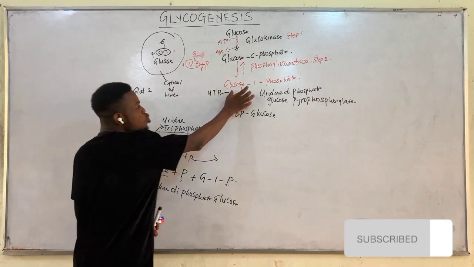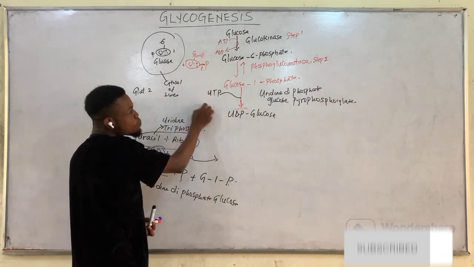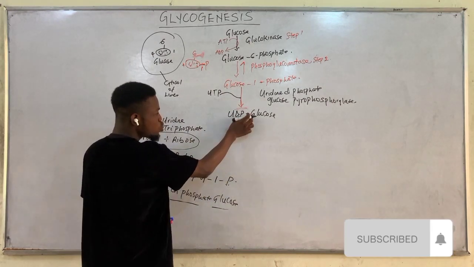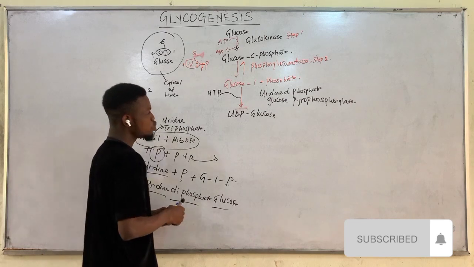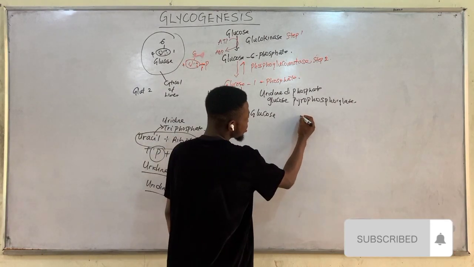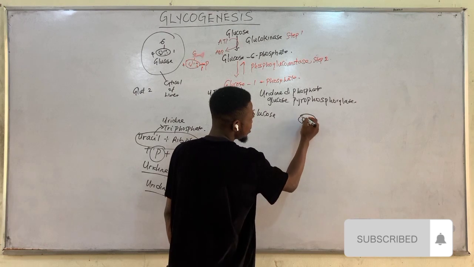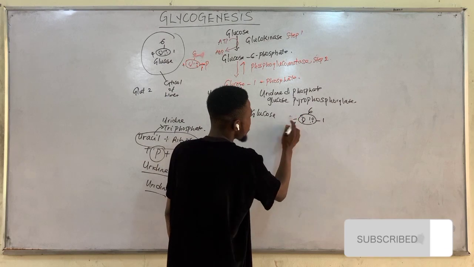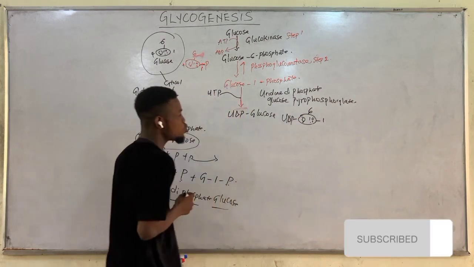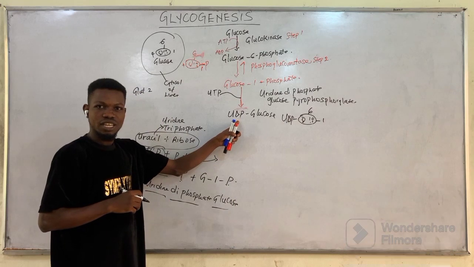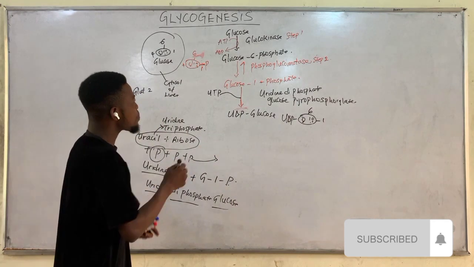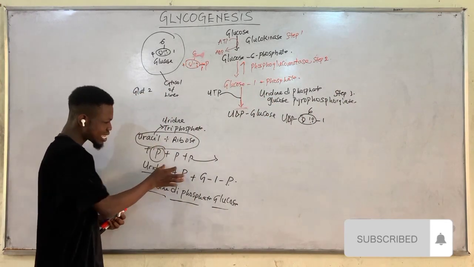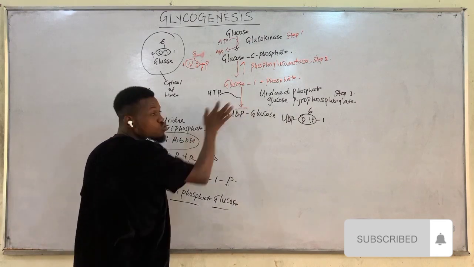You can say the one that converts is the one that adds this UDP. You need to add phosphate to glucose 1 phosphate, and only 1 phosphate from the UTP will be added to glucose 1 phosphate to form UDP glucose, which is this. Are you getting it now? Let me draw my glucose. This is my glucose. This is carbon 1, carbon 4, carbon 6. Then what you have here is the UDP. So this is UDP glucose. Are you getting my point now? So that is step 3 of glycogenesis.